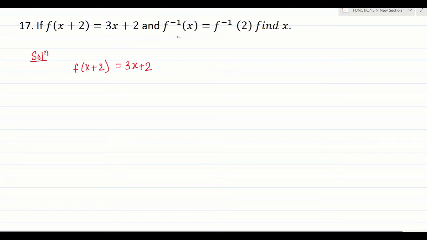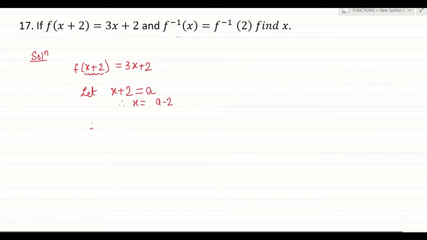So first of all, we need to calculate f inverse x. To calculate f inverse x, we need f of x. But f of x is not provided. So we are going to calculate f of x with the help of f of x plus 2. So let x plus 2 be supposed as a. Therefore, x is equal to a minus 2.